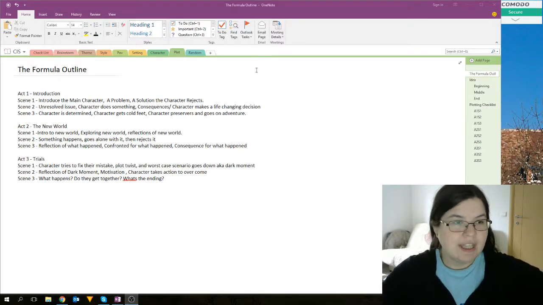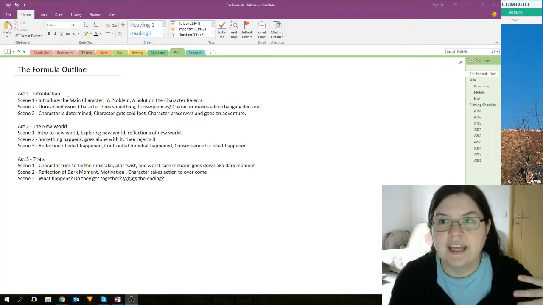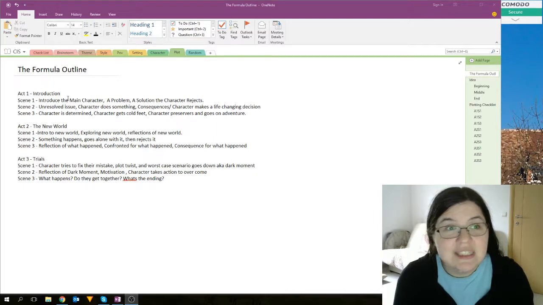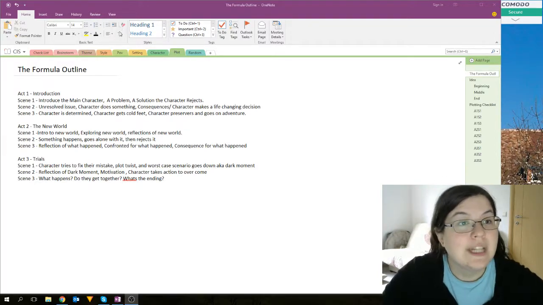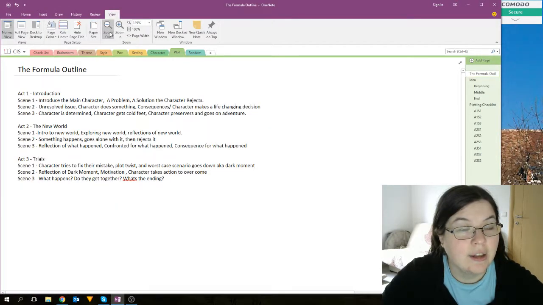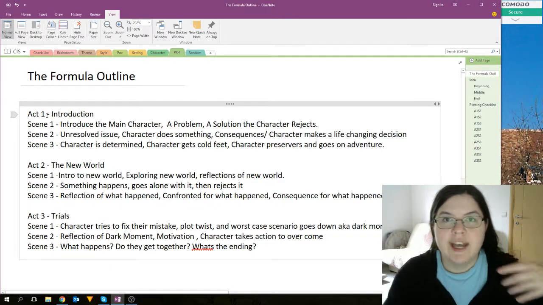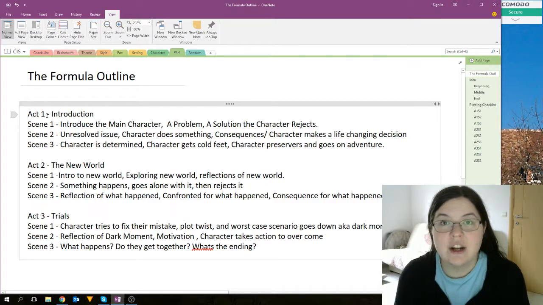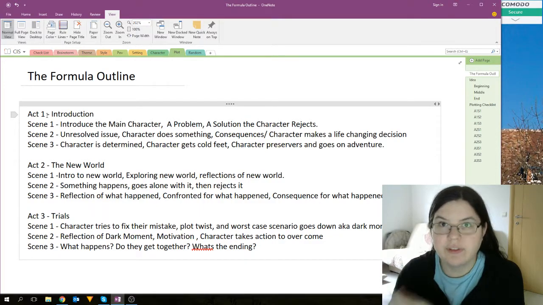Okay, there we go. So here we are in my plot tab, and this is the formula that I use to outline. Do you need to use this? No. However, I like forms, I like process, and I like things that are organized, and so this is what I use. So let's make this a tad bit bigger in case you want to see it. There we go. As you see, it's a 3-act structure. And the 3-act structure, if you don't know, is beginning, middle, and end, or introduction, problem, and then resolution. And it just repeats itself over and over again.